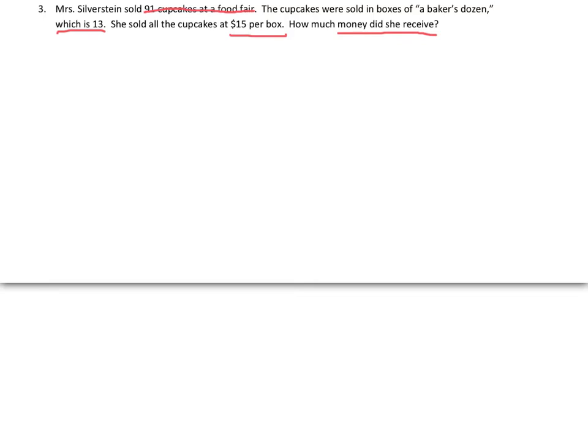So she had 91 total cupcakes, and she sold them in boxes of 13. So now we have the problem 91 divided by 13. At this point, I would again use estimating. I would round 13 up to 15. If you count by 15s, off to the side here, I'll do a little tally. 15 plus 15 is 30, plus another 15 is 45, plus another 15 would be 60, plus another 15 would be 75, and another 15 would give us 90. So 13 could go into 91 about 6 times. Let's try that to start.